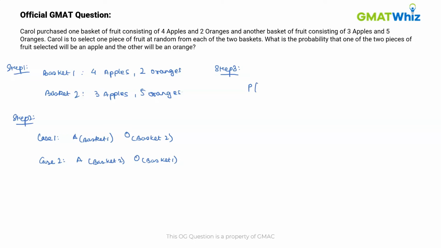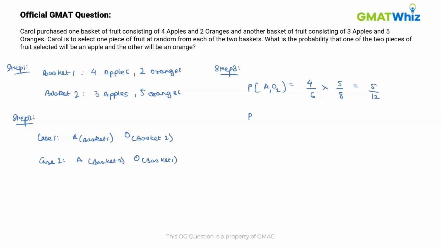So the probability of selecting an apple and an orange from basket 1 and 2 is as follows. The number of apples in the first basket is 4 and the total number of fruits in the first basket is 6. So the probability of selecting an apple is 4 by 6. Similarly, the number of oranges in the second basket is 5 and the total number of fruits is 8. So the total probability here is 5 by 12.